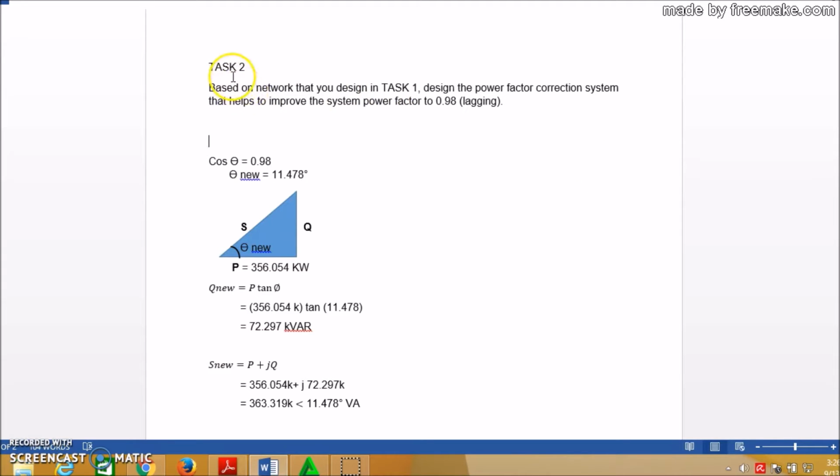My name is Safika Yumi, and today I will explain about the calculation for task 2. The question given for task 2 is based on the network that you designed in task 1. Design the power factor correction system that helps to improve the system power factor to 0.98 lagging.